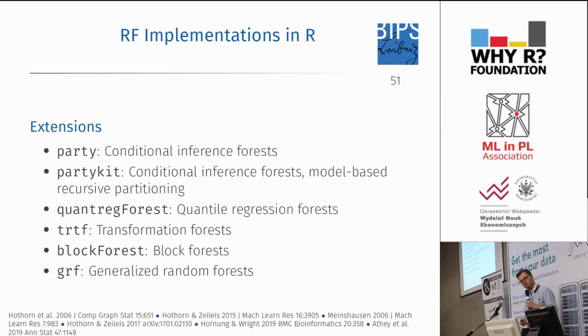If you go to extensions, you have several more. You have party and partykit for conditional inference forest. You have quantregForest, and you also have quantregRanger for quantile regression forests, but that's also included in ranger, so actually you don't need it anymore. You have transformation forest, block forest, generalized random forest, and I guess some more. But we'll stick to the original random forest implementations in a comparison, because it makes no sense to compare completely different approaches in terms of computational performance.